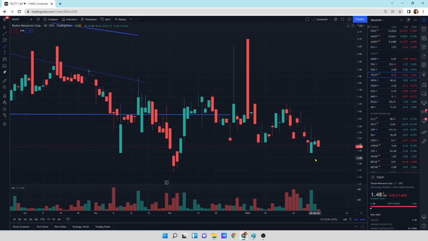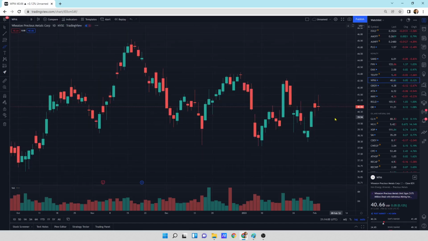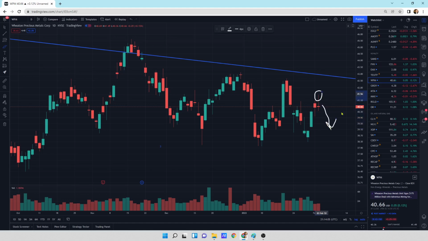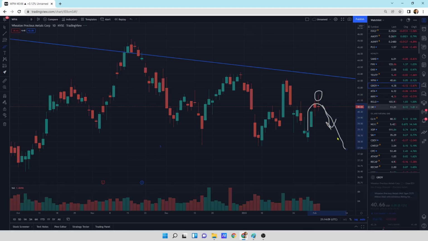This is Tudor Resource at $1.48. This thing could head lower. Wheat and precious metals moving flat. I would say it could potentially head lower with this little wick at the top and the contraction in the candlesticks. Gold Royalty down a little bit, down 2.67%, GROY, as this thing loads.